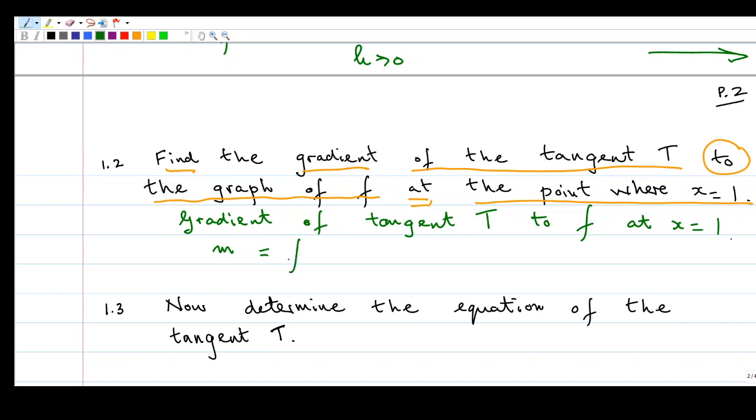The gradient will equal f prime, the derivative of f, evaluated at 1. So if you work that out, it's going to be 2 multiplied by 1 minus 6. So that is equal to negative 4.